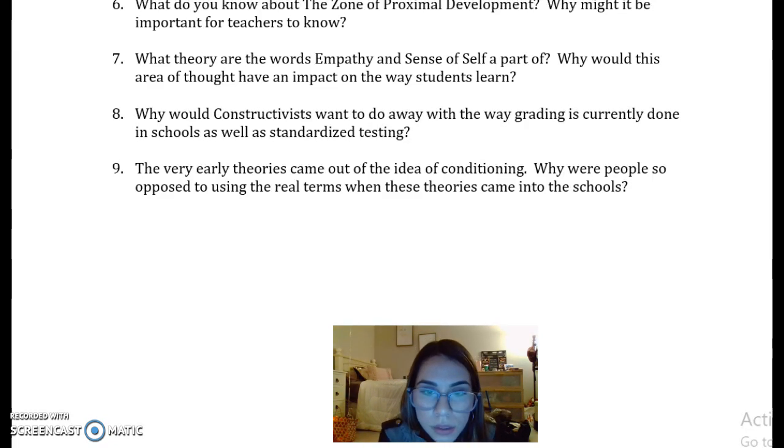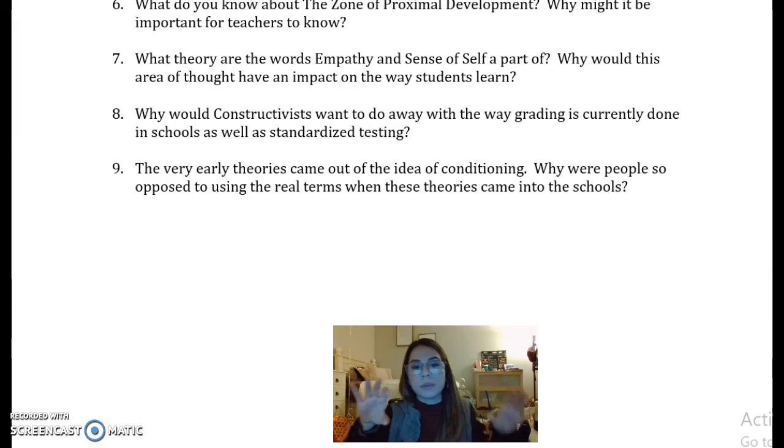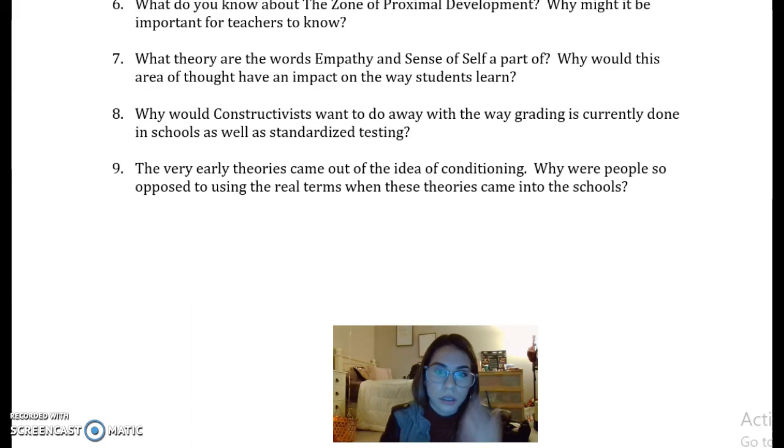Why would constructivists want to do away with the way grading is currently done in schools, as well as standardized testing? Because that is setting everyone at the same standards. I remember the story the professor told, I don't remember what state, but the standardized testing was about tractors, and over here we don't have tractors, so they fail because they've never been exposed to that. Everyone is set at the same goal despite all the differences in what they learned.